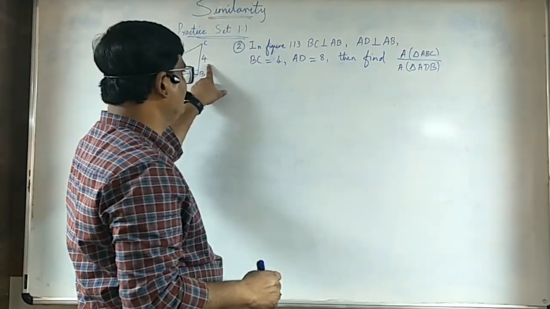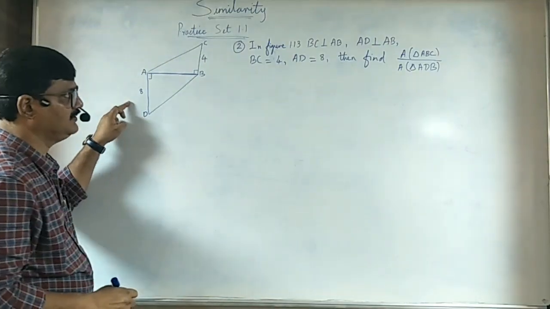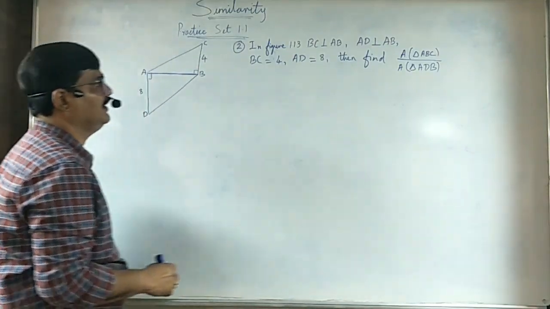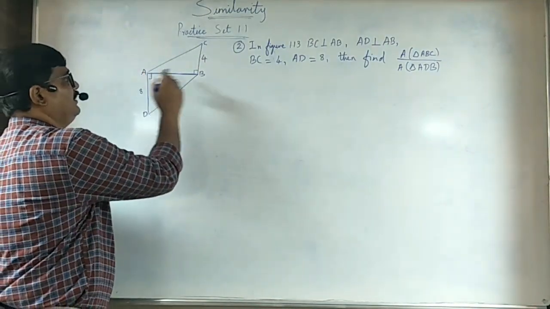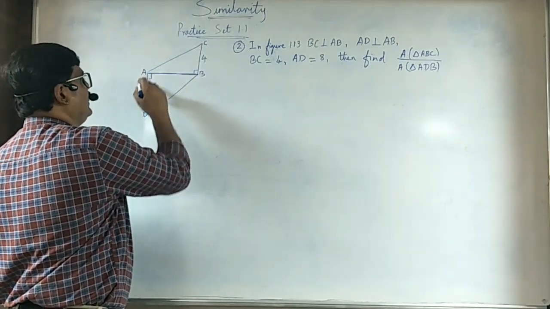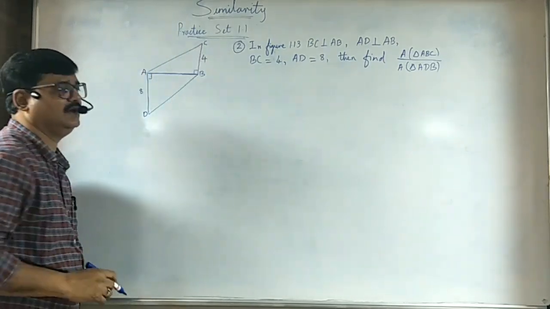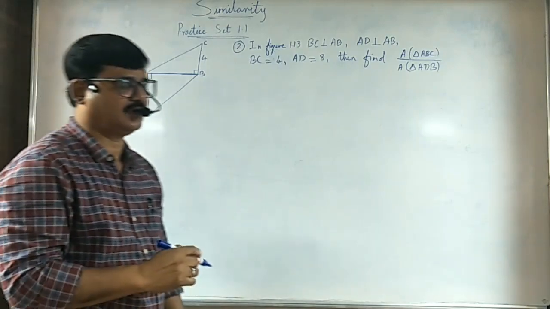BC value they have given is 4, AD value they have given is 8. And then they told us to find the ratio of the areas of triangle ABC and ADB. Can you see that? ABC and ADB. This is the ratio of the areas of two triangles.